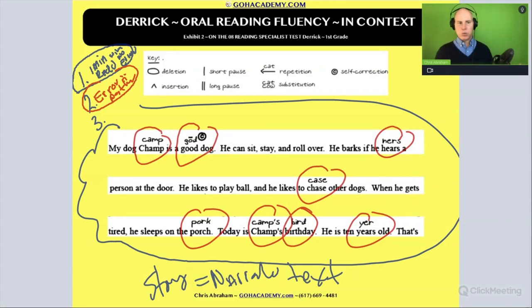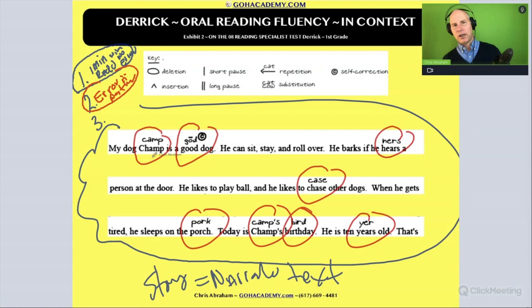Now, we're going to take a minute or two to analyze this. So let's look at each one. The word is champ, right? And what happens when Derek reads champ? They say camp. Did they fix it? No, they don't fix it. They keep reading. My dog camp is a, you know, they keep reading. So my dog camp, no self-corrections.